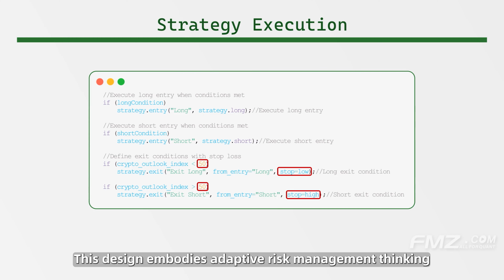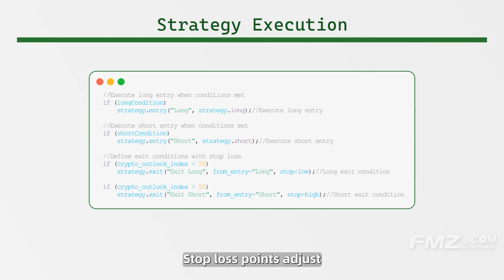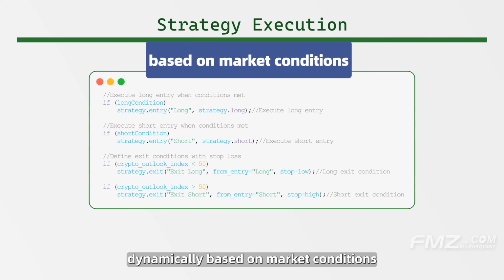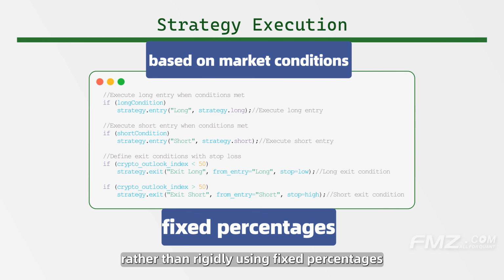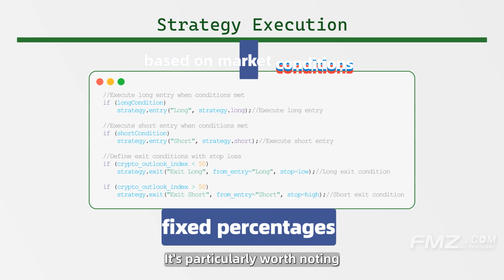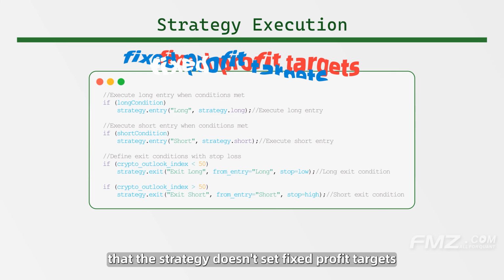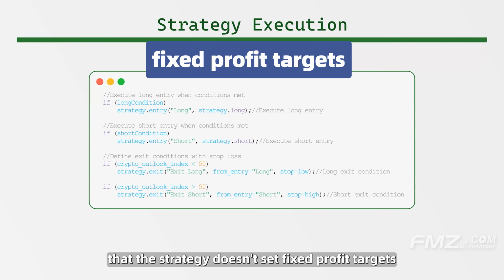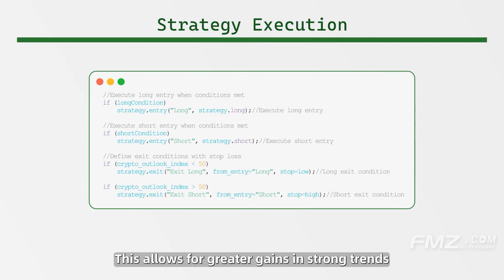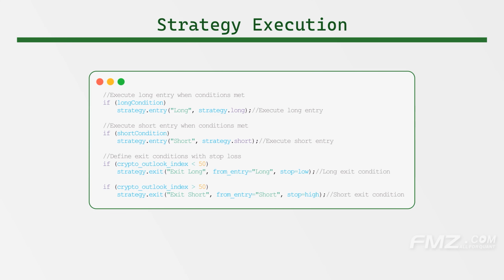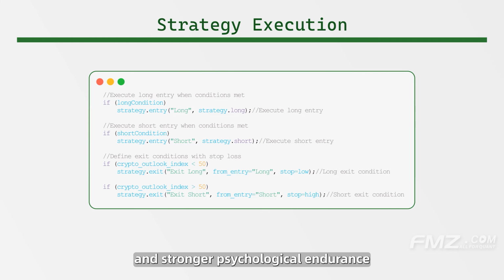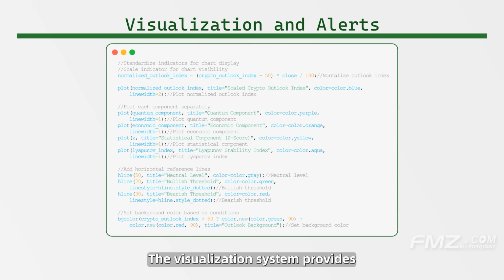This design embodies adaptive risk management thinking. Stop loss points adjust dynamically based on market conditions rather than rigidly using fixed percentages. It is particularly worth noting that the strategy does not set fixed profit targets. This allows for greater gains in strong trends, but also requires traders to have deeper market understanding and stronger psychological endurance. The visualization system provides comprehensive data support for strategy analysis.